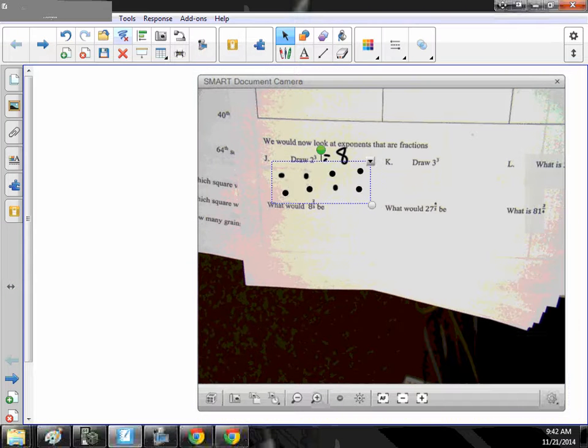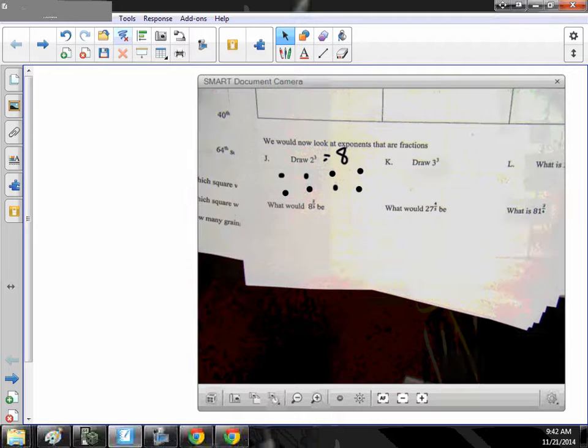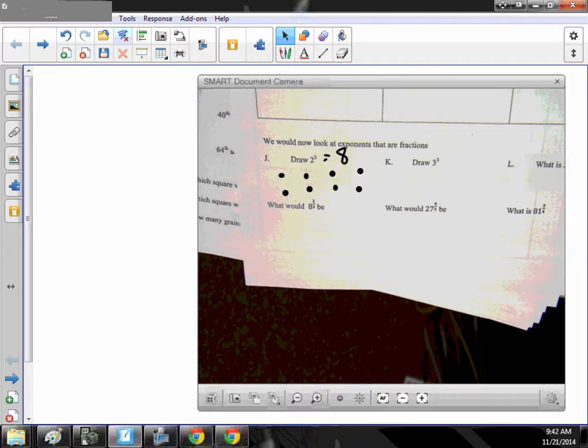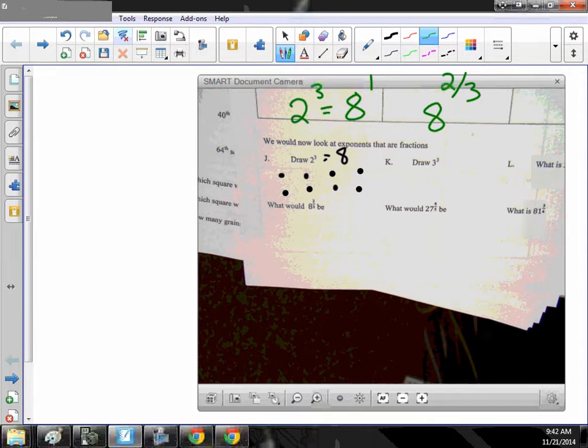Make that a little bit bigger. So 8 dots. Well, if 2 to the third equals 8 to the first, what would 8 to the 2/3 be? This is something that you've never seen before.